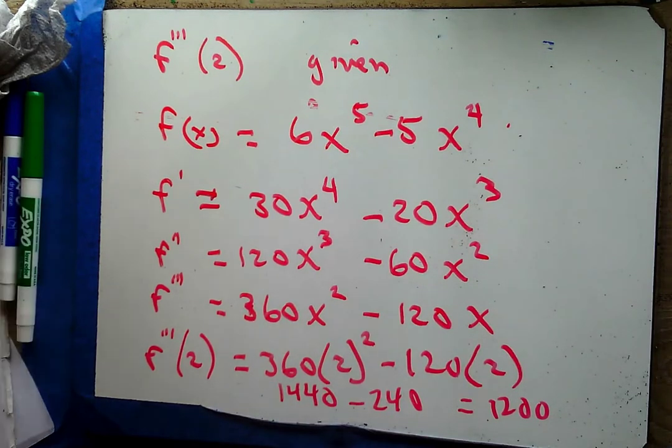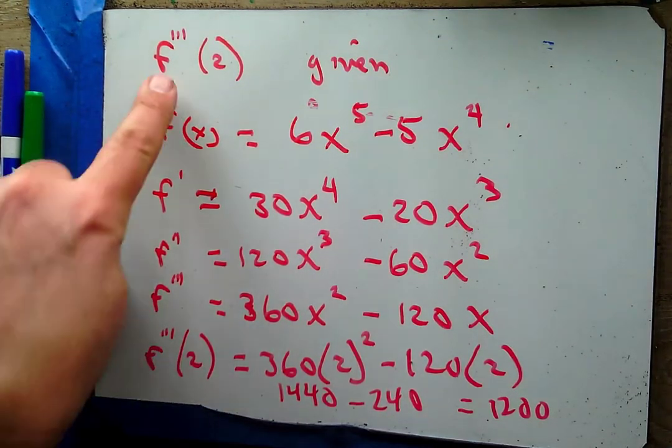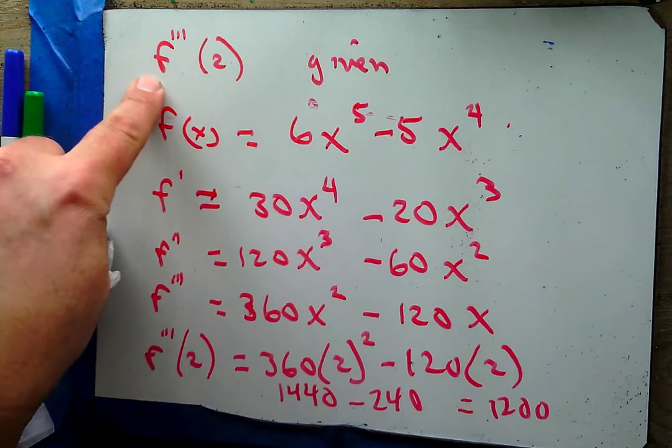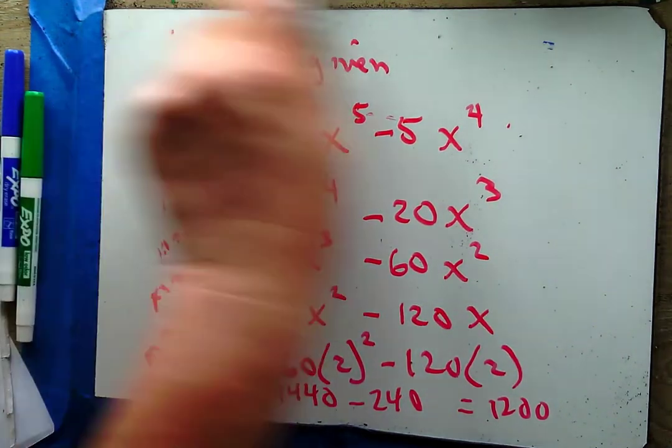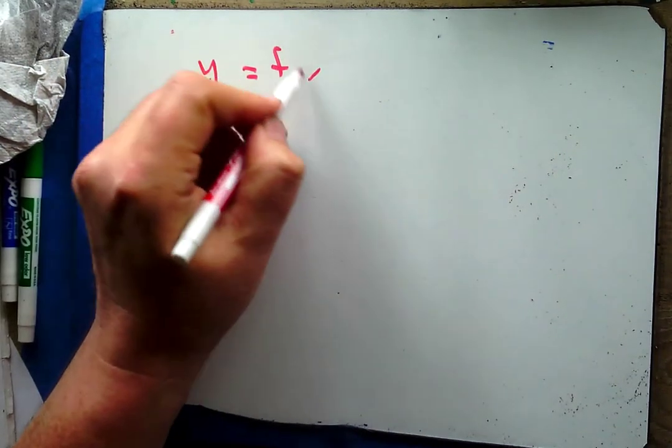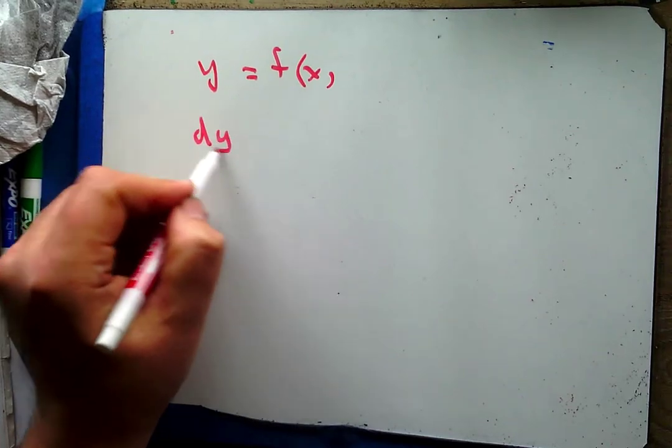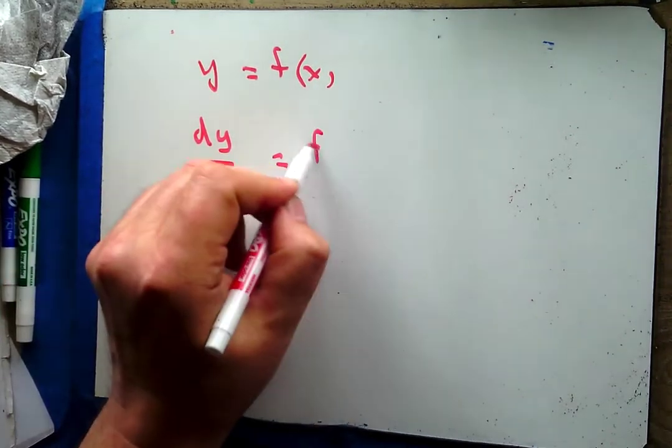All right. Hey, by the way, this is one way for us to ask about taking the third derivative and then evaluating it at 2. But remember, we could also have this other notation. If y equals f of x, the derivative dy dx is the same as f prime.